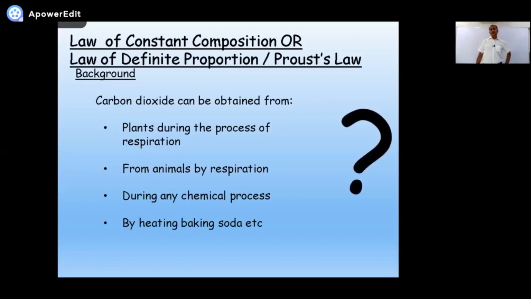Same question. If this carbon dioxide is pure, we are assuming, then chemically all types of sources provide the same CO2. The answer is yes. And this is the law of constant composition. Constant composition means that the composition of a pure compound remains the same. That is why it is called the law of definite proportion, because here you always find a fixed ratio.